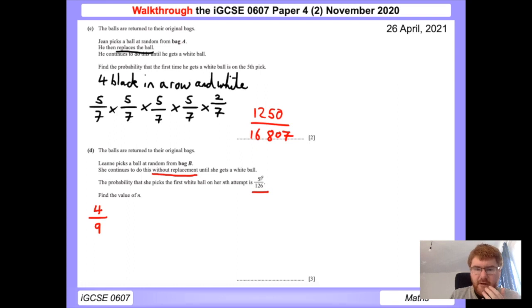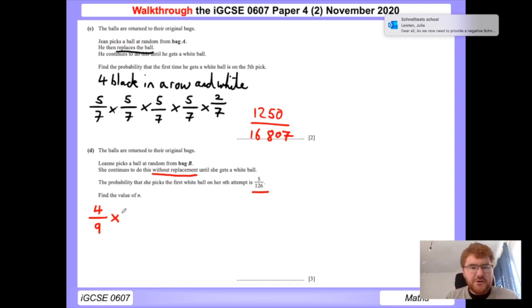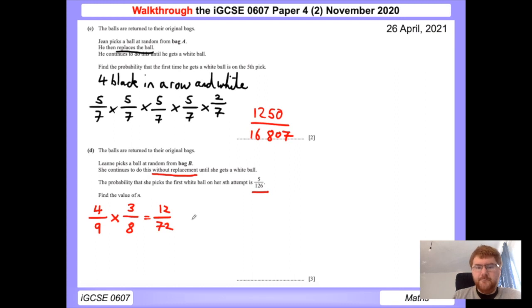Okay, now obviously that's not 5 over 26. So then we get times. Now we've chosen a black ball at this point, so we're going to choose another black ball. So that's going to be 3 over 8. Now what I would do is actually check this. So this is equal to 12 over 72, which I think we can see is not the same as this fraction. This is far too big. Yeah, so this is too big.